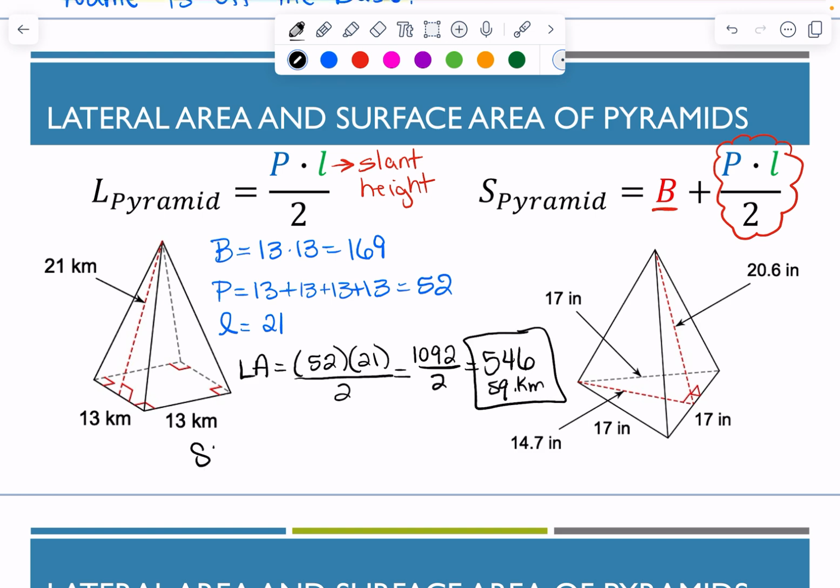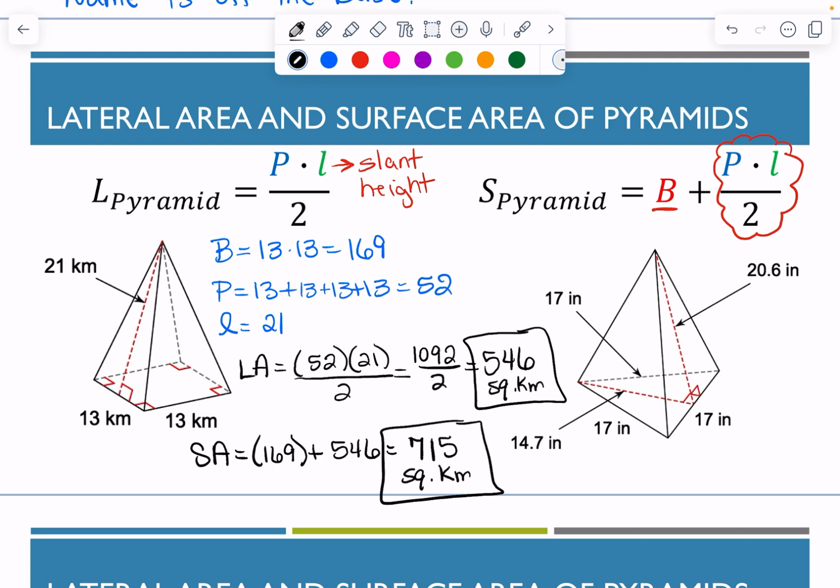Then I'm going to come back, and now I'm going to take the surface area, and I'm just going to add in the area of the base. So now I take the 169, added to the lateral area, which is the 546, and I'm going to add that together, and that's going to get me a total surface area of 715 square kilometers. Okay, so that's how we do that process. We just start there and we work through that.